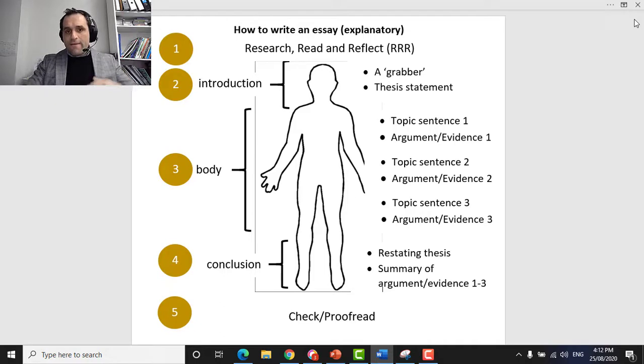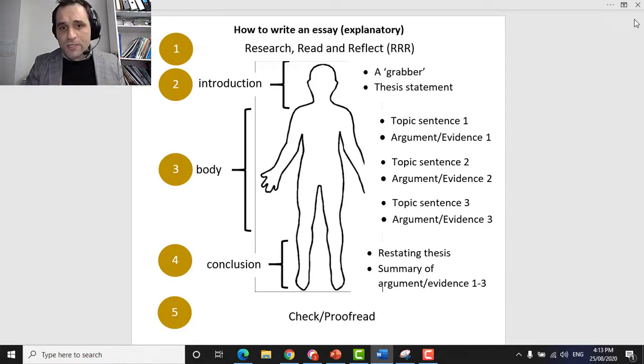Now, we have several kinds of essays. We have what we're going to be looking at now, which is the explanatory essay. We have the argumentative essay. We have the descriptive essay. But today, we're going to see the explanatory essay. Okay, now most essays have a similar structure. The structure is very similar, okay?